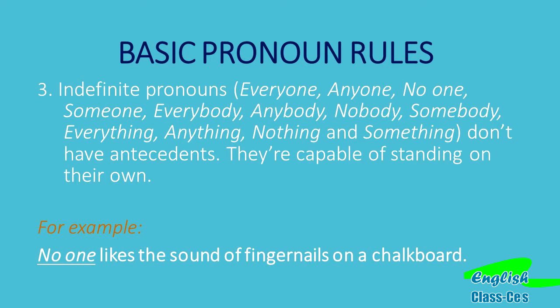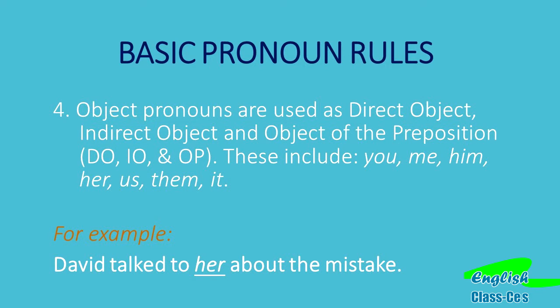Number 3. Indefinite pronouns like everyone, anyone, no one, someone, everybody, anybody, nobody, somebody, everything, anything, nothing, and something don't have antecedents. They're capable of standing on their own. For example, no one likes the sound of fingernails on a chalkboard. Number 4. Object pronouns are used as direct object, indirect object, and object of the preposition. These include you, me, him, her, us, them, it. For example, David talked to her about the mistake.